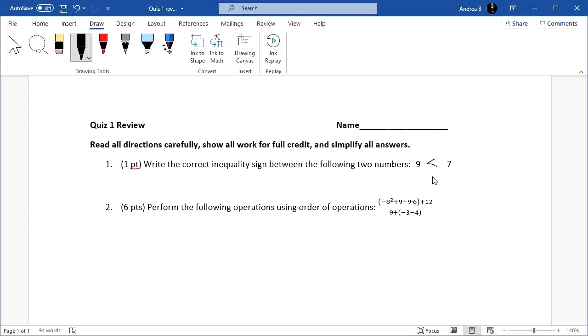Or if you wanted to, you also could have included a less than or equal to sign, and that would have been true here as well, because -9 is less than -7.